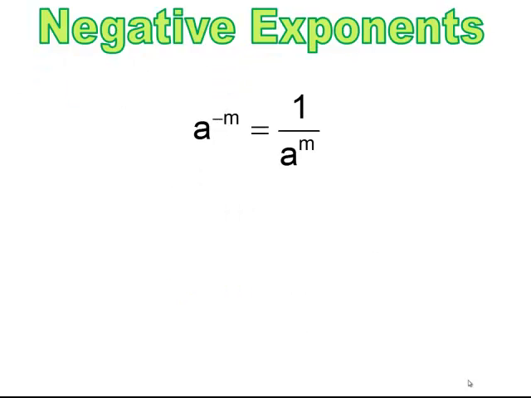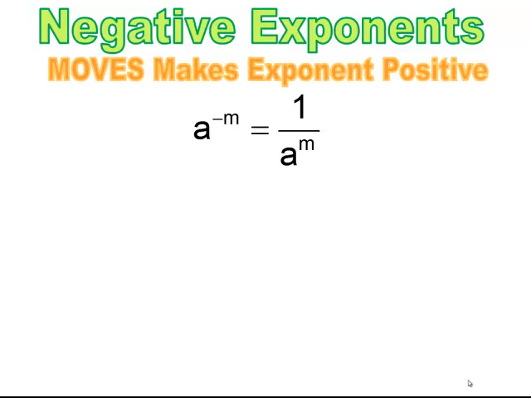So now we're going to deal with negative exponents. Negative exponents mean that my base is in the wrong position. And when the base is in the wrong position, you need to move it. So you're going to move and make the exponent positive. The whole idea of the movement is to make the exponent positive because we don't want negative powers.